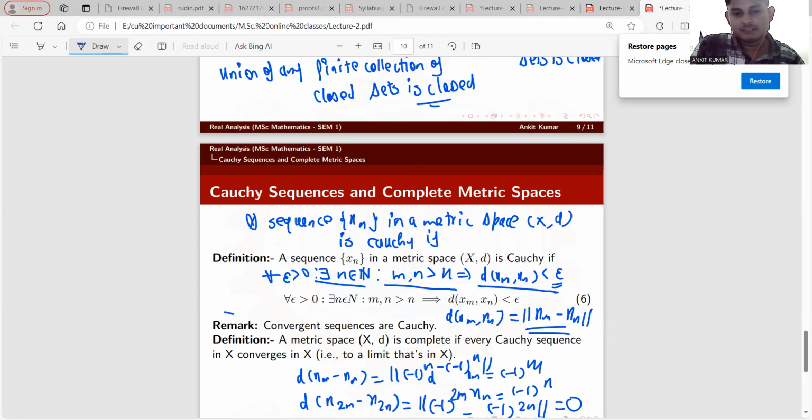And one most important remark: convergent sequences are Cauchy.